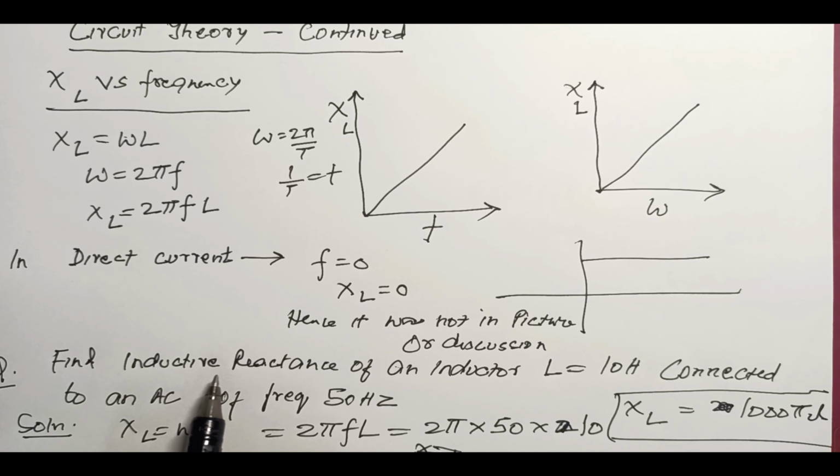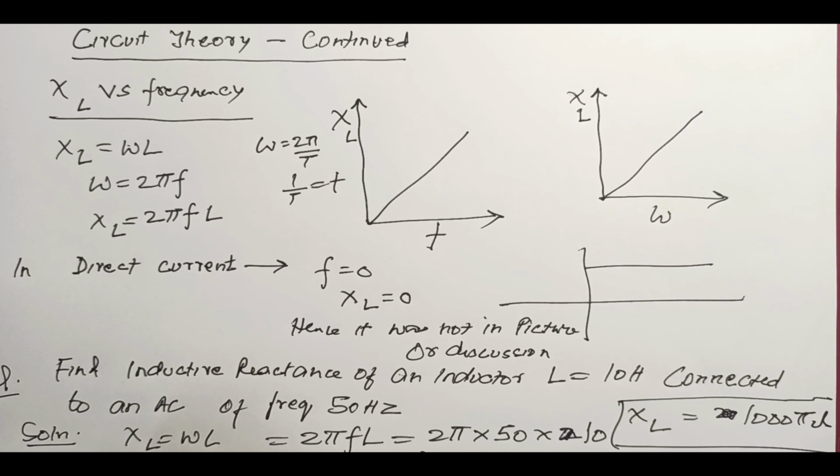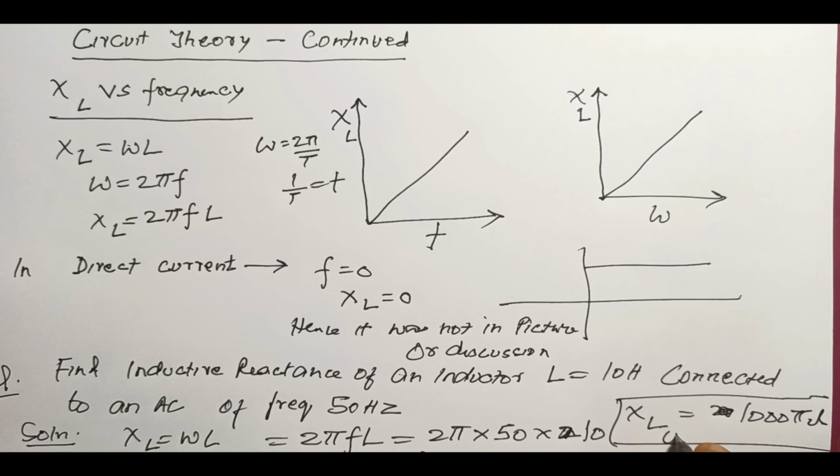Here we have to find the inductive reactance of an inductor, where inductance is 10 Henry, connected to an AC of frequency 50 Hertz. Now XL is equal to omega L. It's just a direct application of the formula. Just put the values and you'll get XL is equal to 1000 pi ohms. The unit is ohms.